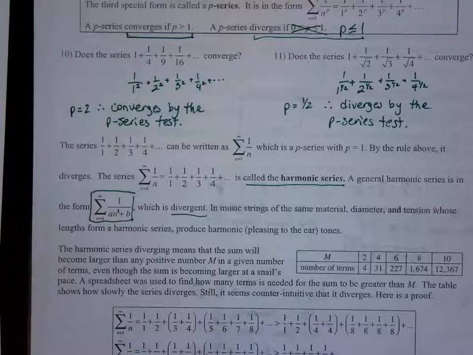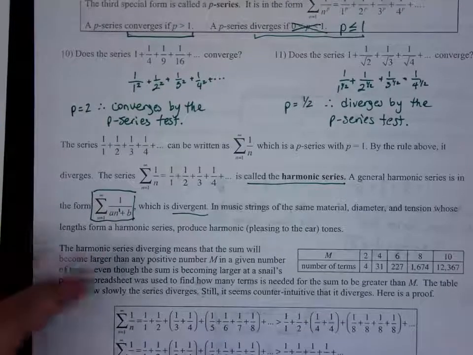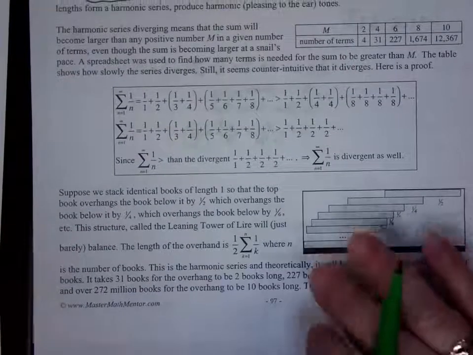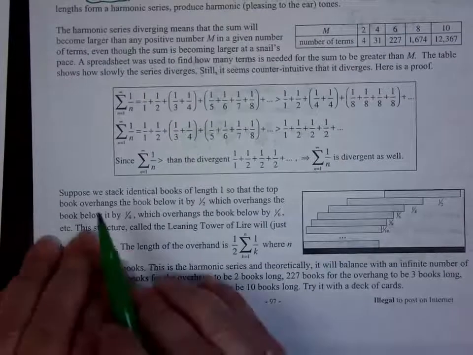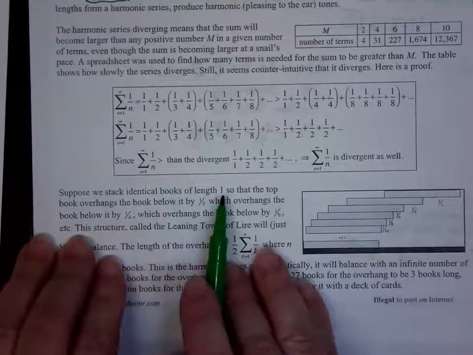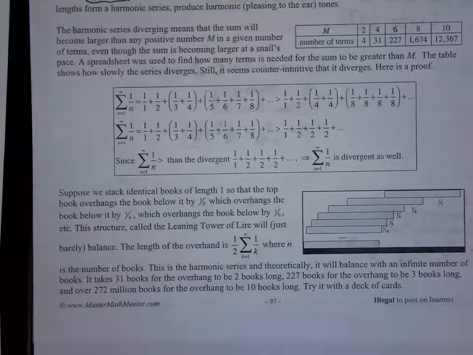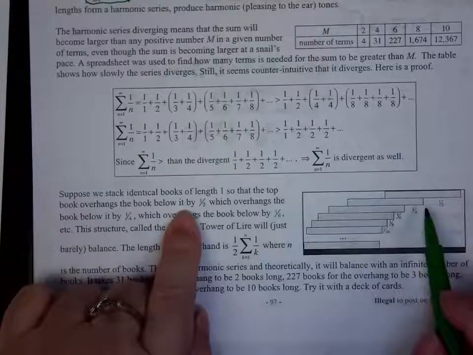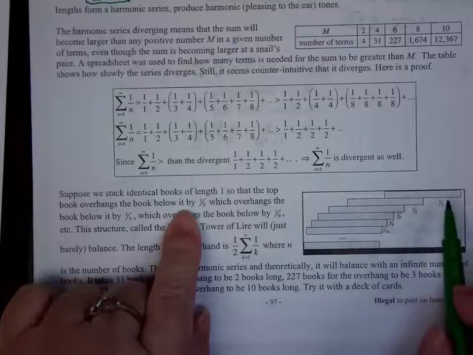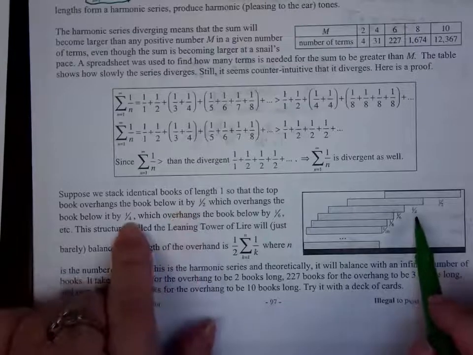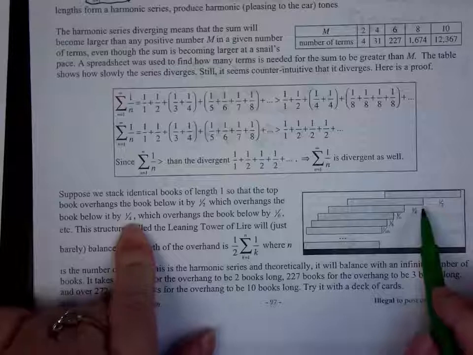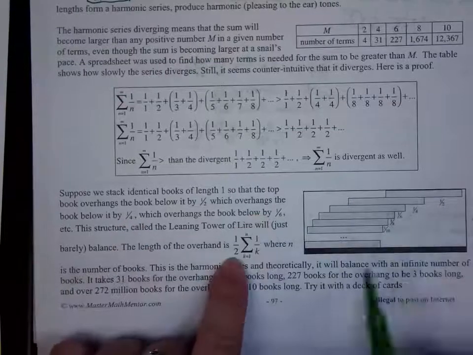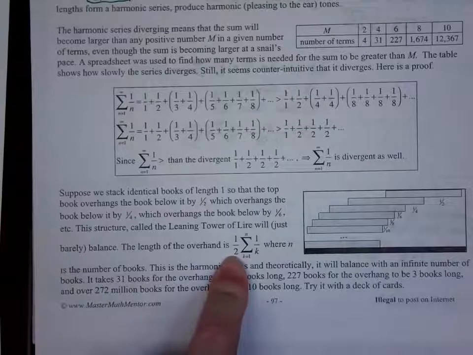Okay? Now, I'm going to skip this part here and I want to go to the bottom, which I think is just kind of an interesting little fact here. It says, suppose we stack identical books of length 1, just say a whole stack of books of all the same size, so that the top book overhangs the book below it by half. So half of the book is overhanging. And then the next one is overhanging by just a quarter. And the next one's overhanging by 1/6. This happens to be harmonic, it's 1/2 times the harmonic sequence.